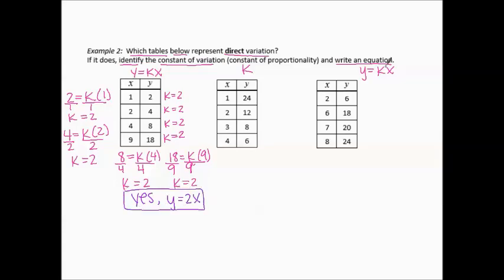I have written my equation. Once I know what k is, I have to find k for each of these points. And it must be the same. If we got a different number here, this would not be direct. They all need to be the same. And once they're the same number, then I can write my equation.